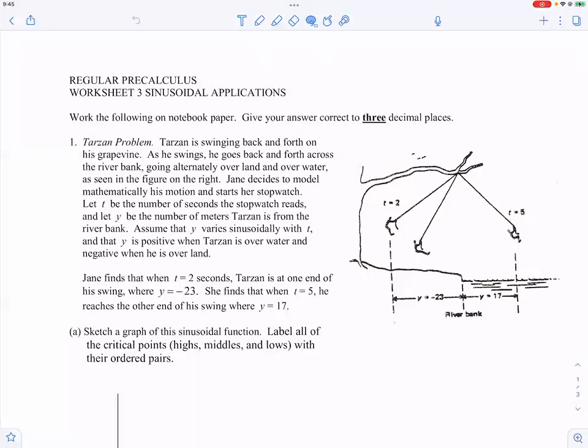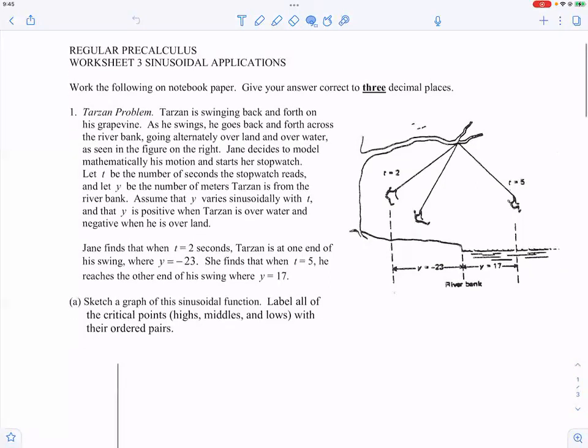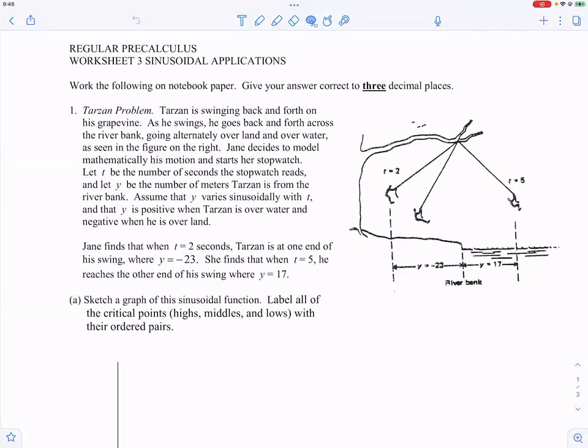Wait, why would it be negative? All right, so let me go over these two problems. I would say these two problems will be a pretty good indicator of what you expect to see tomorrow.